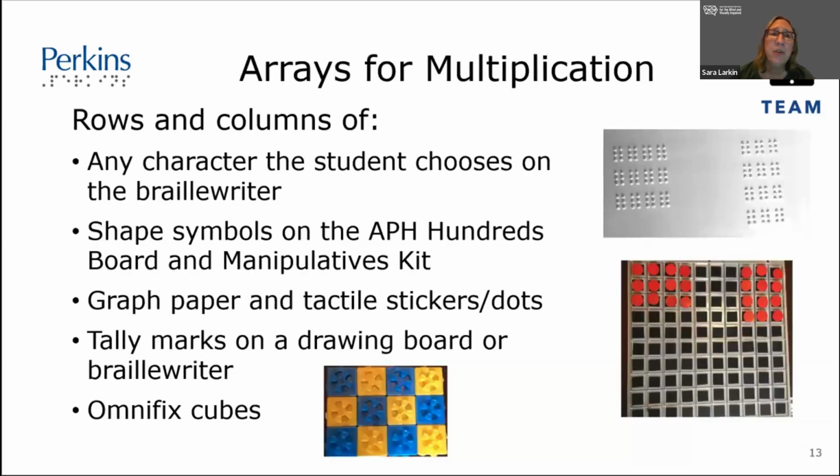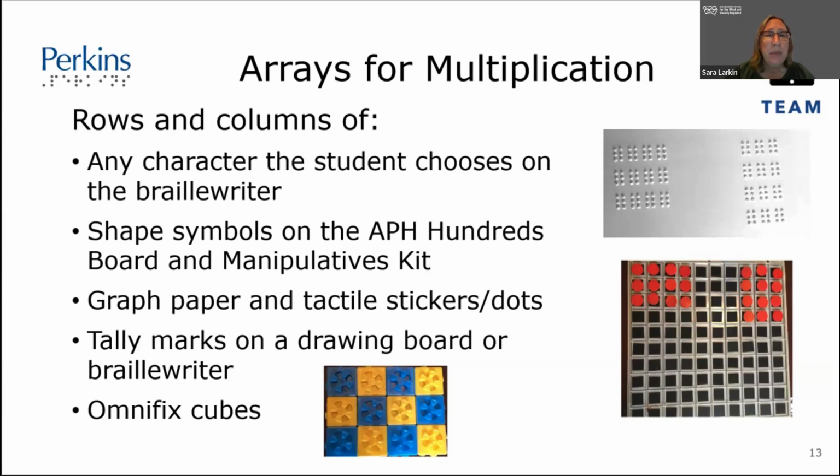Arrays are used commonly for multiplication, and that's just an arrangement of rows and columns. Basically, the student can use any character they want. We have an example visually of full cells where we have 3 rows of 4 full cells in each row, and then we have 4 rows with 3 cells in each row. Both of those arrays express 12. And it's a quick way, because they've already got the Braille writer out to write their problems and their answers, so they can quickly express that.